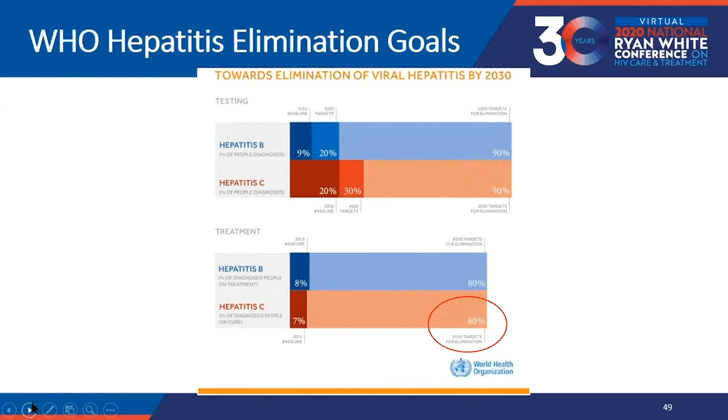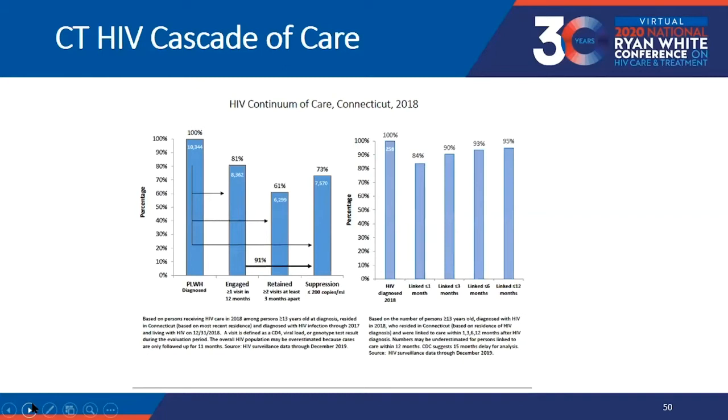As has already been mentioned by Caroline Wester, looking at how we are doing as a nation is predicated on generating cascades of care. Many of you are familiar with the HIV cascade of care, and this is one that we've generated here in Connecticut from 2018. On the x-axis are the numbers of diagnosed persons living with HIV, and all the way to the right are people who are virally suppressed, having less than 200 copies per ml of HIV. On the y-axis are the percentage of people who have achieved that milestone. In Connecticut, it was estimated that 10,344 were diagnosed with HIV, and on the far right-hand side, 73%, based on surveillance data, have achieved viral suppression. Next slide.